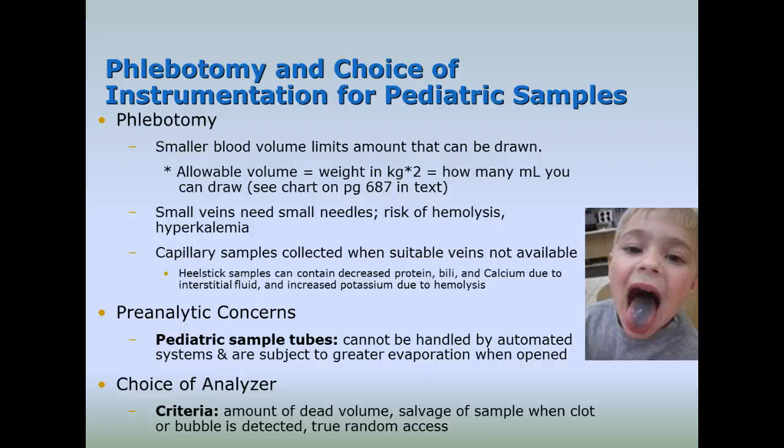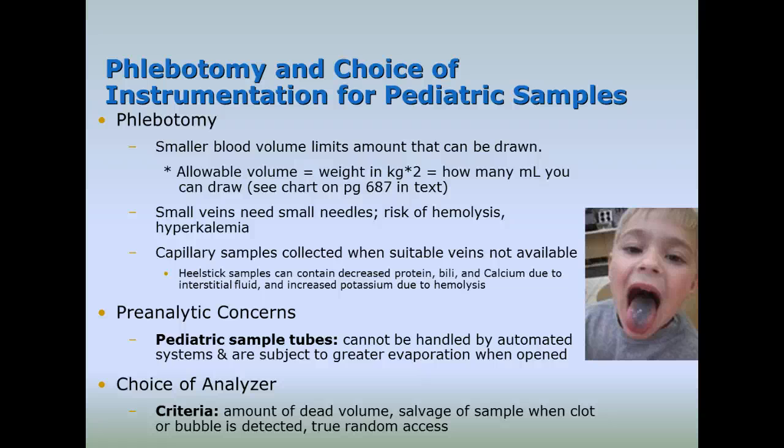Small veins need small needles, so there's a risk of hemolysis and having a lot of potassium from that. And we tend to use more capillary samples in children. Heel sticks are tough. We do them in little babies. Once they get to about 6 months, I call them the marshmallow legs, they're puffy. Their feet kind of turn more white than pink, and it's hard to get a good sample from them because they've got more interstitial fluid in their foot.